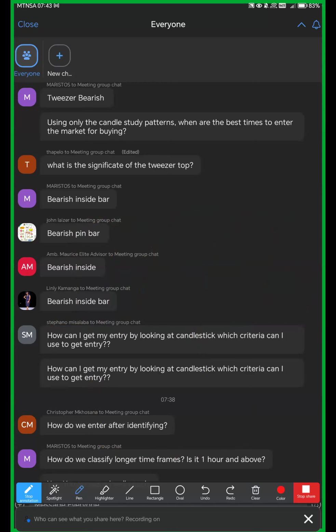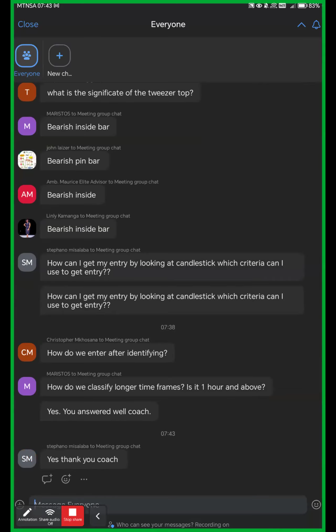The same applies to Christopher. You are asking the same question about making entries after identifying candles. You cannot make entries after identifying candles. You are not there yet. I can do so, but not you. Yes, I've got the privilege.